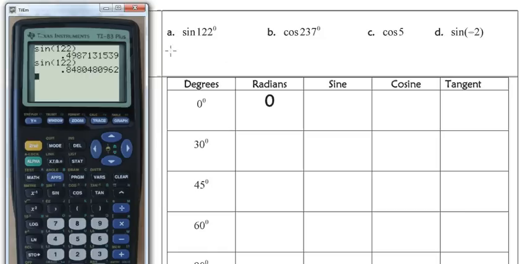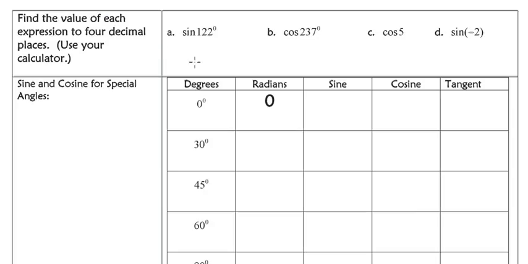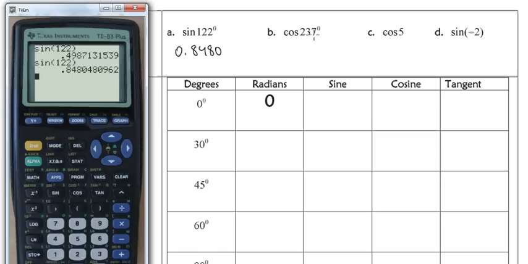So what is the sine of 122 degrees? It is 0.8480. All right, cosine of 237 degrees. So if you're thinking about that, that's going not quite into the 4th quadrant, but into the 3rd quadrant, and that's where the tangent is positive. So this is a negative number we're going to get out if we're doing it correctly.